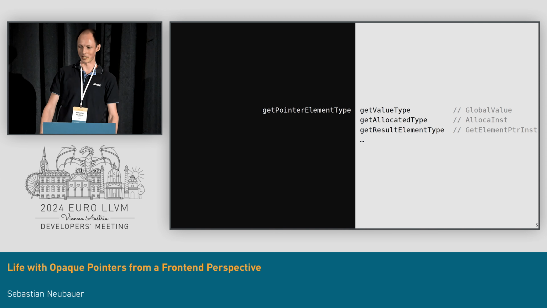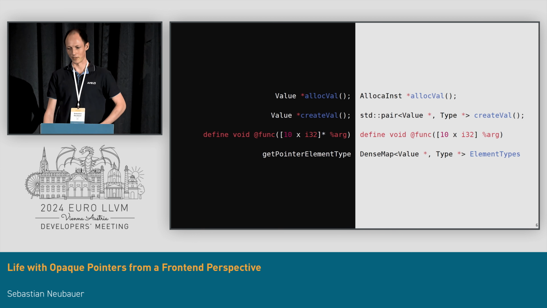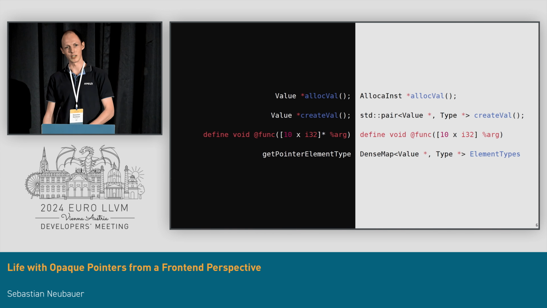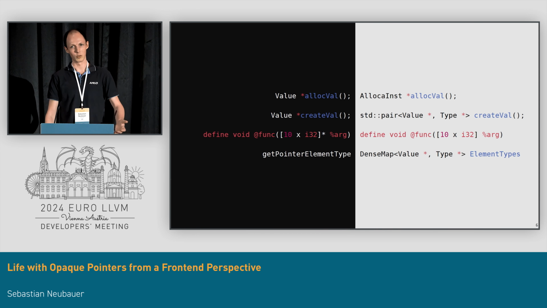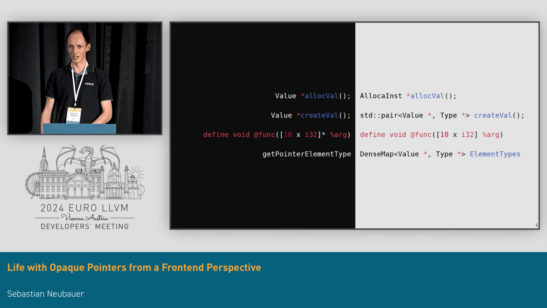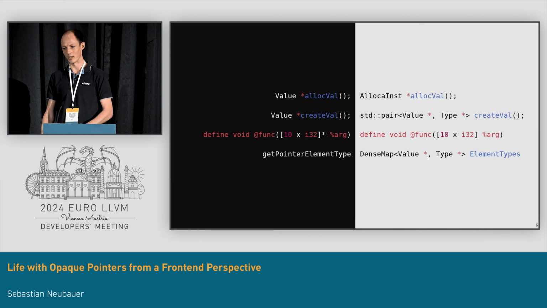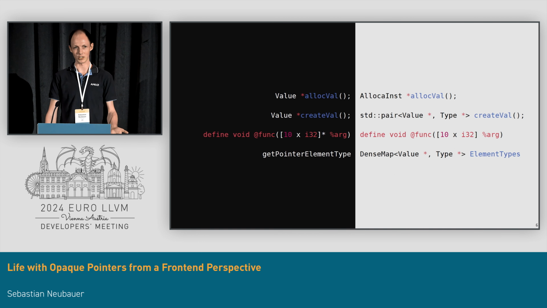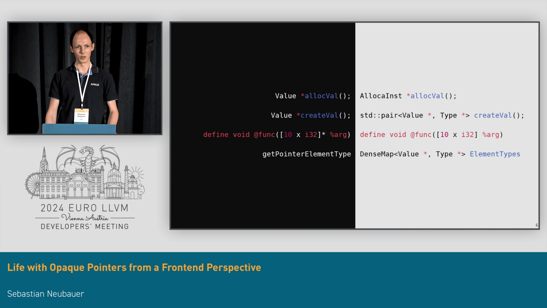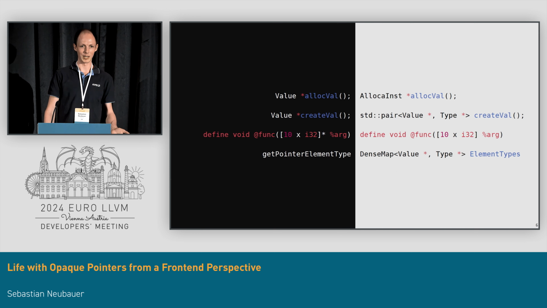Let's talk about some other cases. For example, in your compiler code, in your front-end code, you had some function that allocates a value and gives back a value that you know is a pointer type. If you know it always generates an alloca instruction, that's easy to change. You can just change the function to now return an alloca instruction. And if someone wants to know the value that was allocated, they can call getAllocatedType from before.